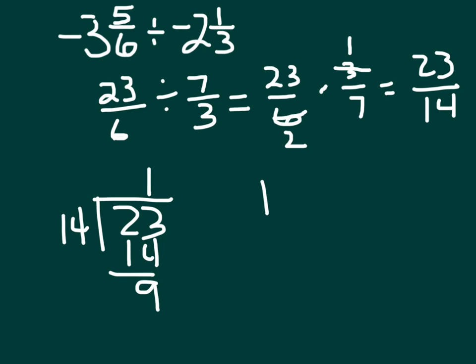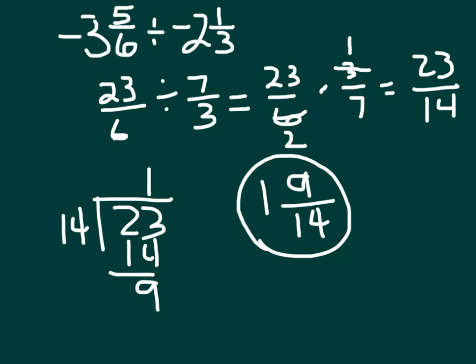So we write 1 and 9/14. And remember, our answer is positive because we had two negative signs in the original problem.